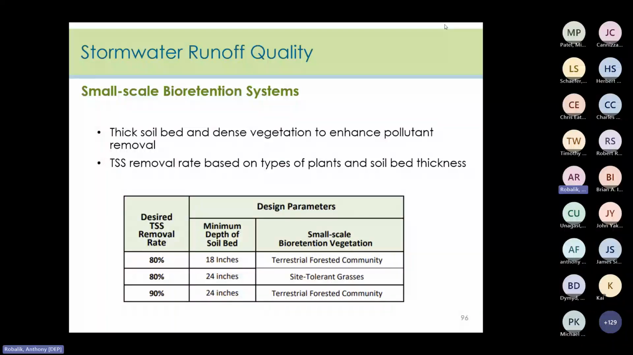So small scale bioretention systems rely on healthy, dense vegetation. The type of vegetation and the thickness of the planting bed determine the TSS removal rate. And here's a table with some design parameters and the corresponding TSS removal rates. This is taken directly from our BMP manual.